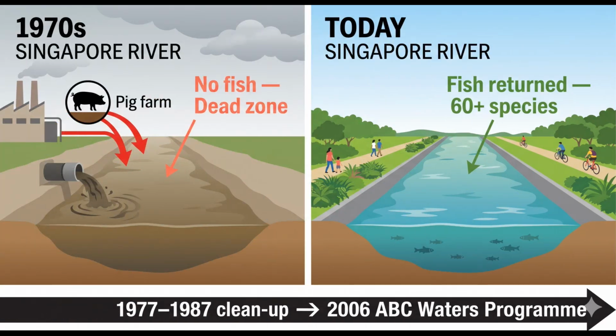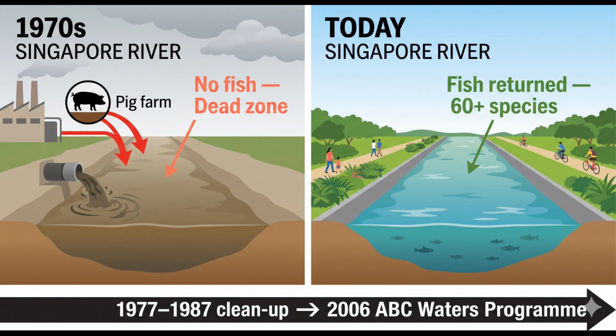Let me give you the full picture of that transformation before we go into the exam content. In the 1970s, hundreds of factories and pig farms discharged waste directly into the Singapore River. Riverside settlements had open sewage. The water turned black, every fish disappeared. It was a biological dead zone.